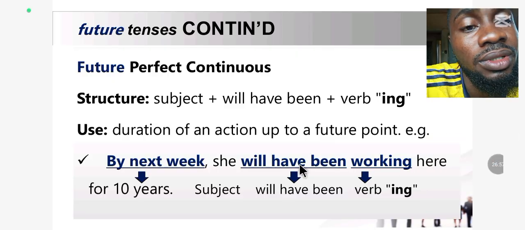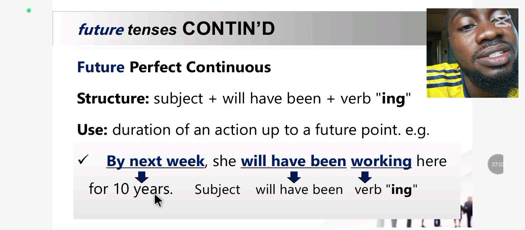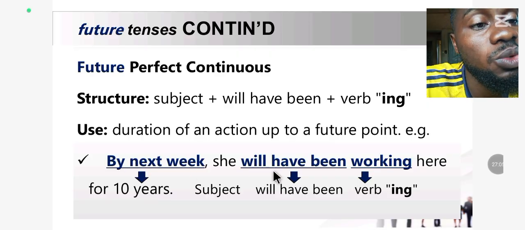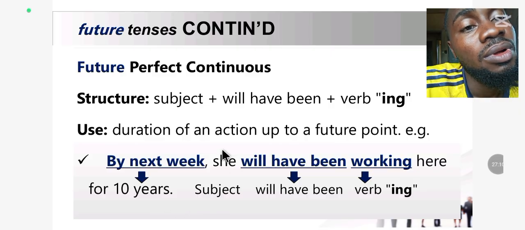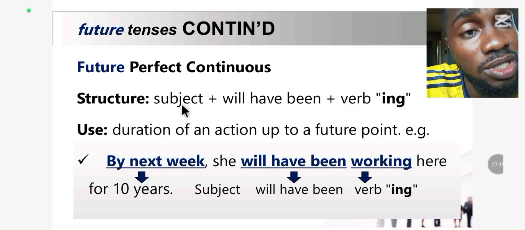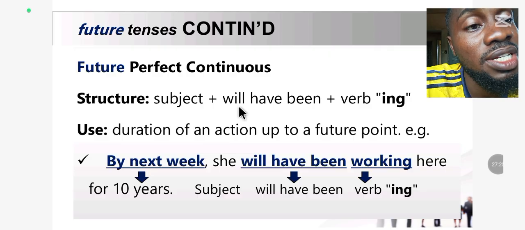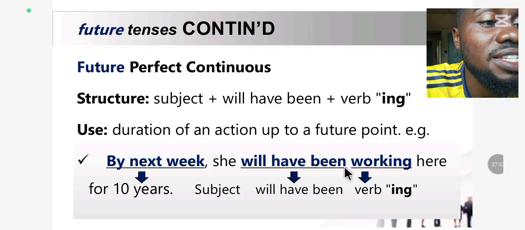Let's look at the example. By next week, she will have been working here for 10 years. Let's quickly check if this sentence meets the structural criteria of the future perfect continuous tense. Does it have a subject? Yes, it has. Does it have will have been? Yes, it has. Does it have a verb ending in ing? Yes, it has. Working is the verb that ends in ing.